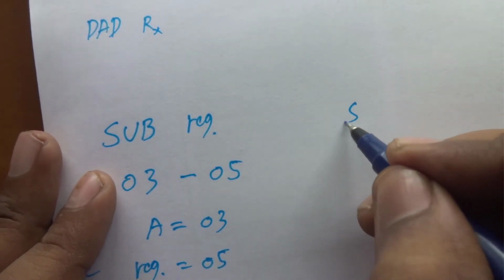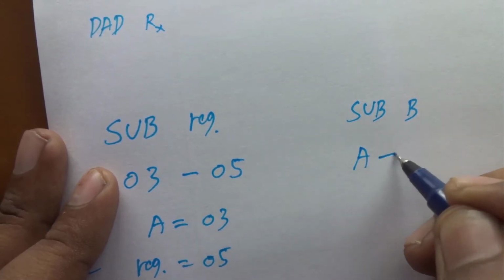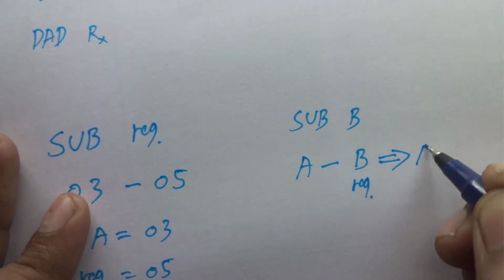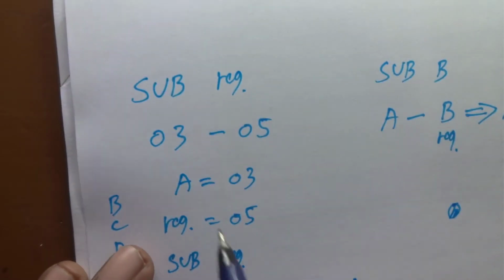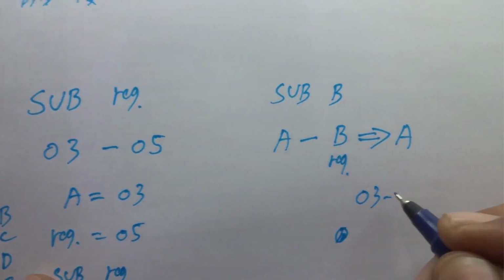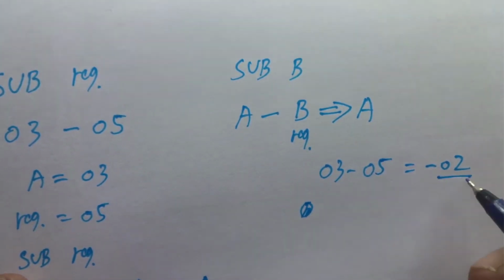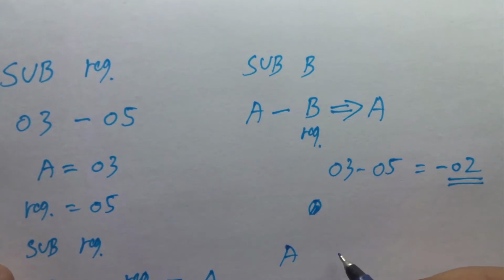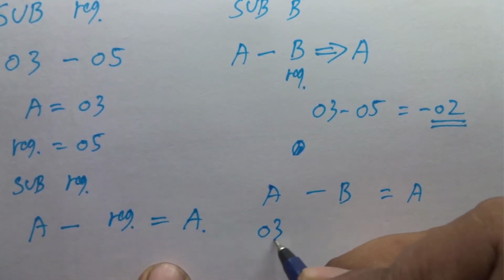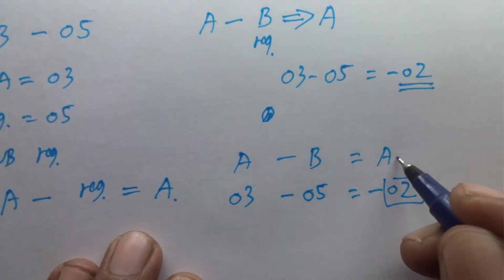I am giving SUB B. That means your accumulator minus your B register. This is a register. The answer is stored in your accumulator. Here you can ask a question: 03 minus 05 results in a negative number. 03 minus 05 gives minus 02. So the accumulator minus the B register is equal to your accumulator. Now the accumulator is 03 minus 05, and minus 02 is your answer. This 2 is in the accumulator.